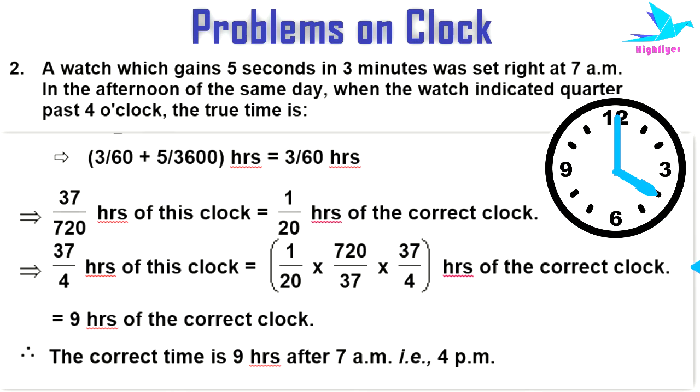Hence, 37/4 hours of the clock equals 1/20 × 720/37 × 37/4 hours of the correct clock. That is equal to 9 hours of the correct clock. So the correct time is 9 hours after 7 am. That is equal to 4 pm.